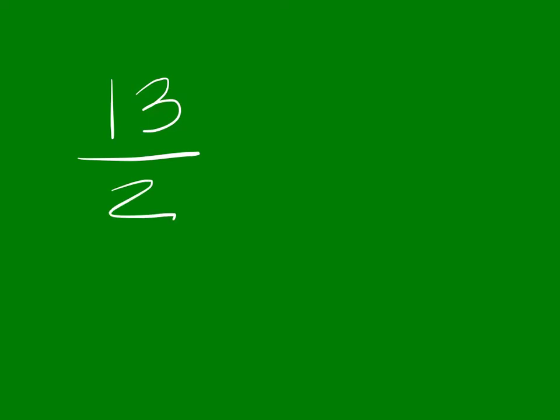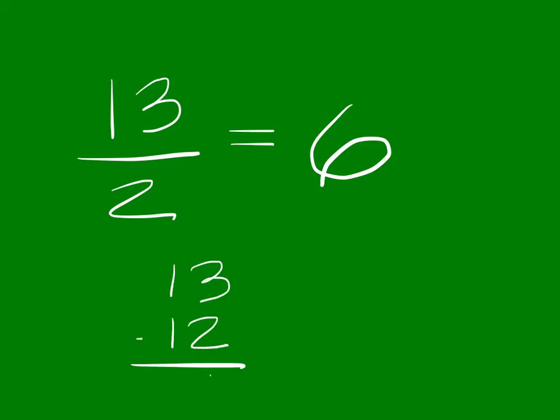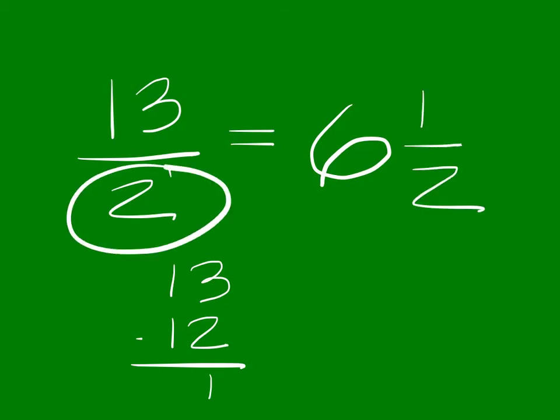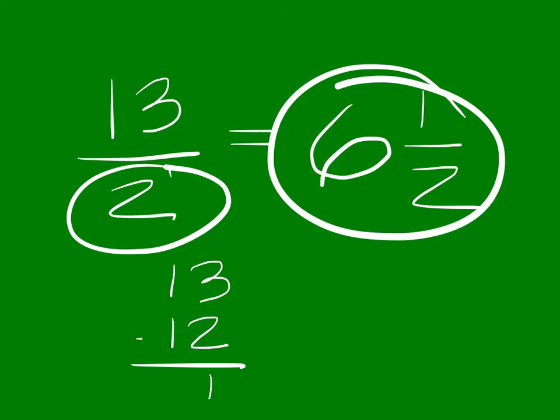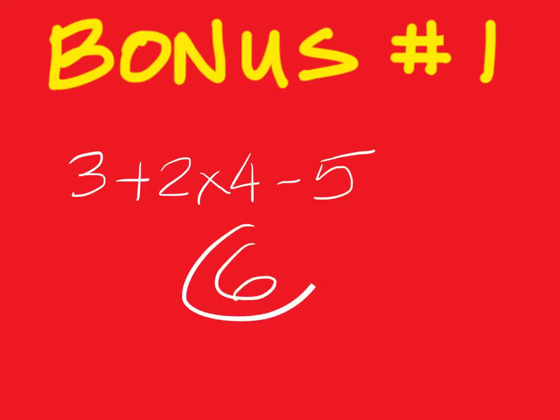On the practice problem, you must see how many times 2 goes into 13, and that would be 6 times. It goes in 6 times, which 2 times 6 is 12, so you have 1 left over, and you put it over the denominator, 6 and 1/2. Answer is 6 on the bonus.